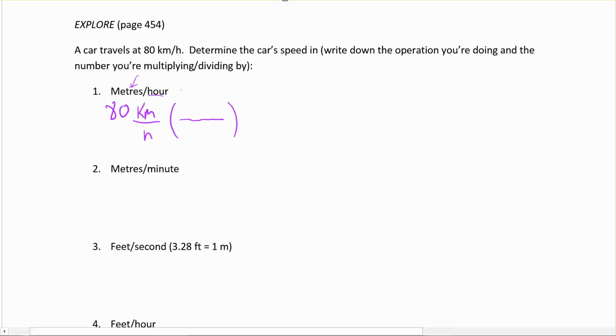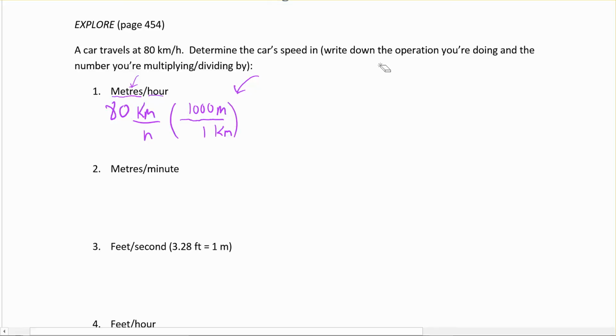So the way we do this is we're going to multiply by something. Then what I need to look at is, okay, how many meters are in 1 kilometer? And there are 1,000 meters in 1 kilometer. So what I'm going to do is write 1,000 meters over 1 kilometer. Writing it like this is pretty much the same thing as writing it like this. We're just setting up a ratio, right? So 1,000 meters over 1 kilometer.